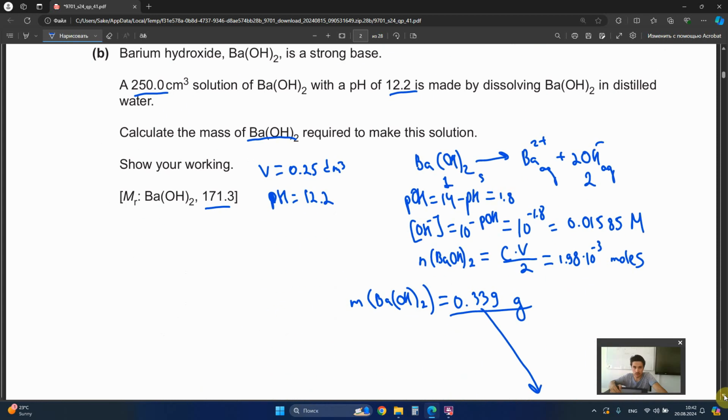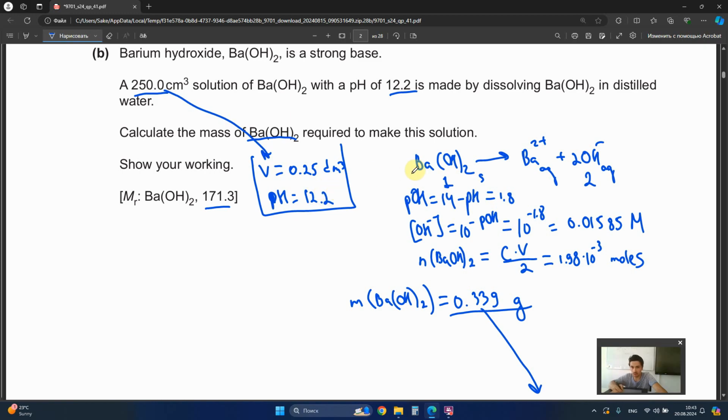All right, next part is related to calculations. So you have to find out the mass of barium hydroxide needed to make a solution of pH 12.2 with that given volume. First of all, I suggest you write what is given and what you have to come up with. So we have volume, just immediately convert it into decimeters cubed, dividing it by 1000. And write down the pH desired.